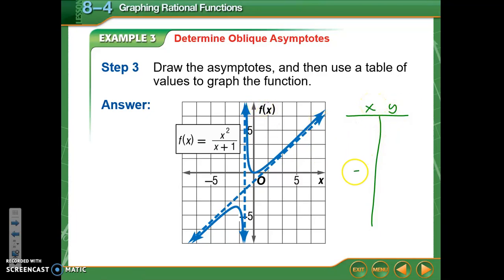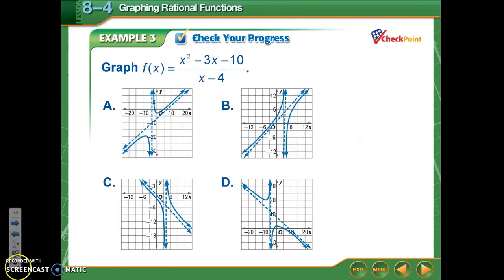So x is not defined at negative 1. I would pick some values on both sides of negative 1 to make sure that I get enough points on my graph. All right, here's one for you guys to try.